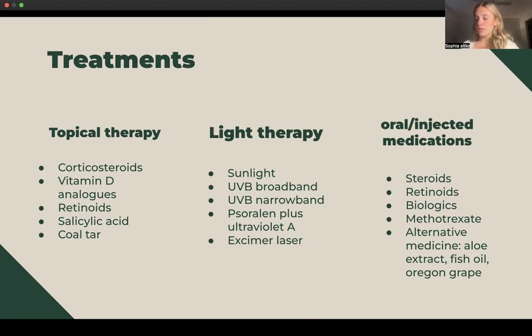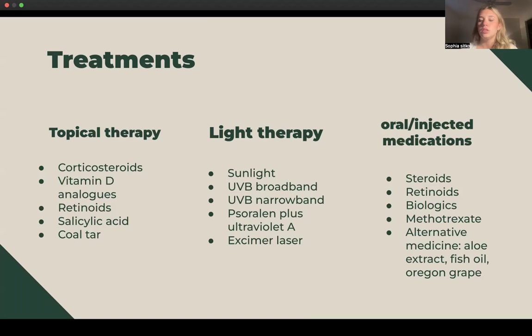And then there are oral and injected medications for psoriasis as well. This is a last resort because they have severe side effects such as liver and kidney damage. They can also cause birth defects if you get pregnant or are pregnant. They have also been linked to high blood pressure and malignancies as well. Those are going to be medications such as steroids, retinoids, biologics, methotrexate.